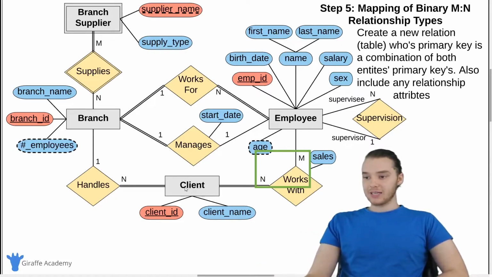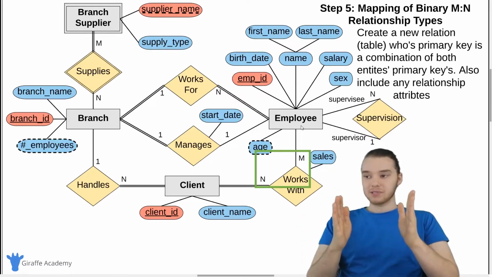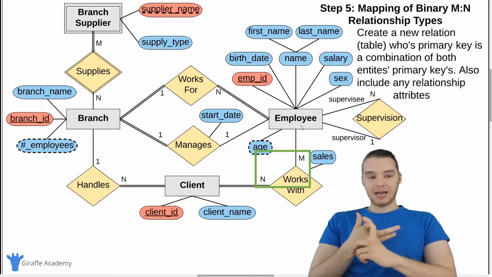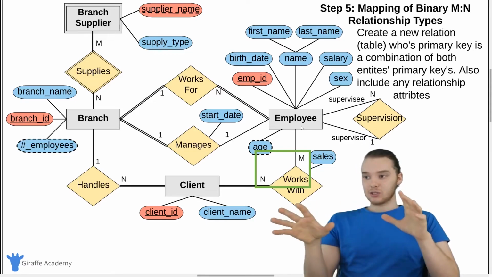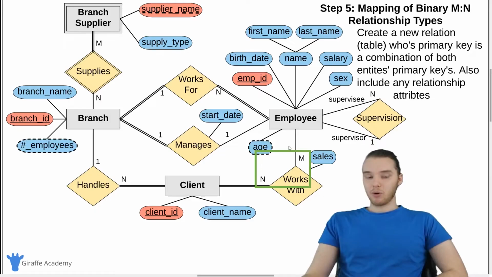So over here, the client's primary key is client ID. The employee's primary key is employee ID. So what we're going to do is create a new table where we have a composite key, which is the employee ID and the client ID. And actually, this would be what we would call a compound key because both of its keys are actually foreign keys. And we want to store any attributes on the relationship, which in this case is just sales.